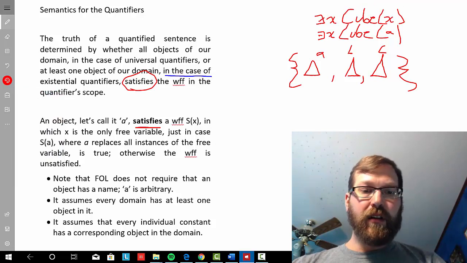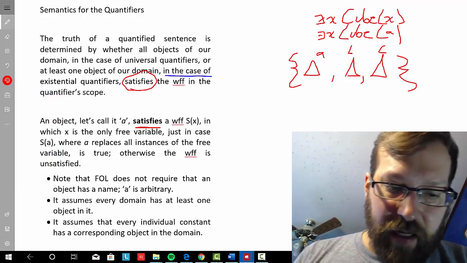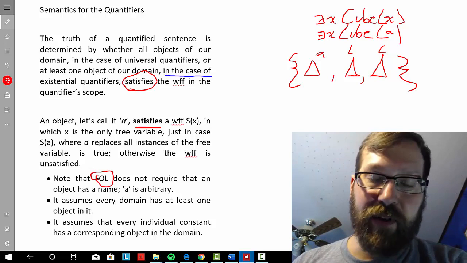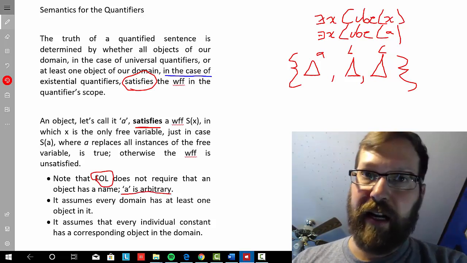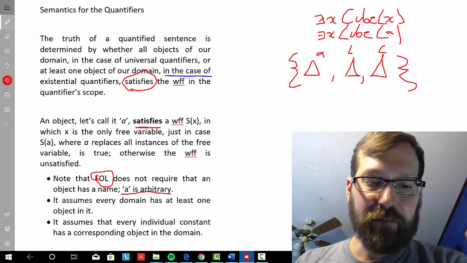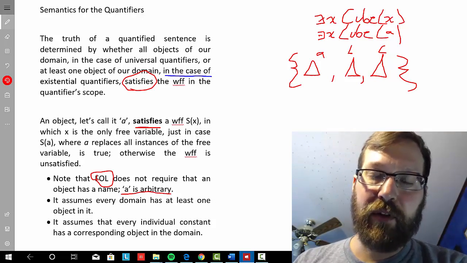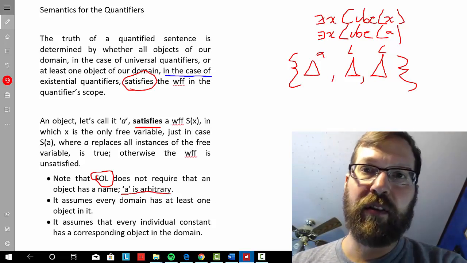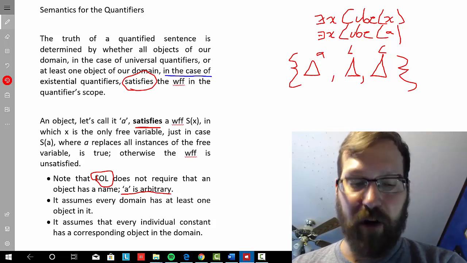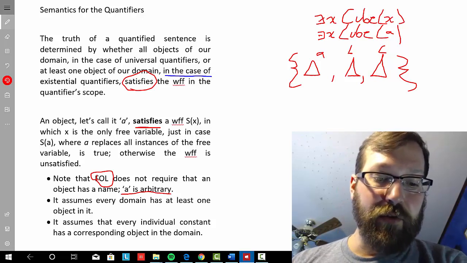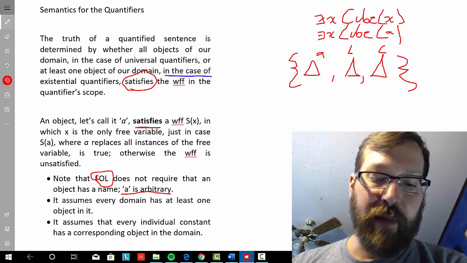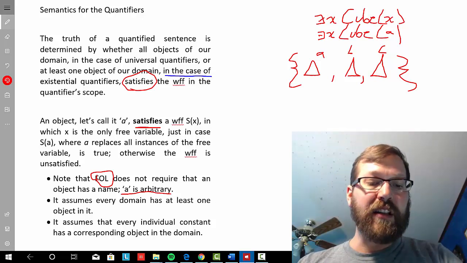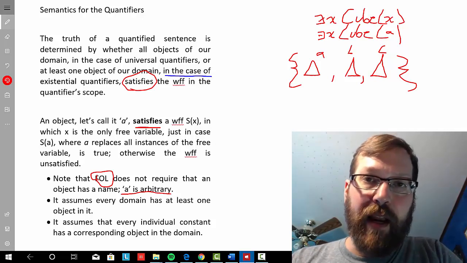All right, so FOL does not require that the objects in our domain actually have names, so we can just give arbitrary names to objects. N sub 1, n sub 2, n sub 3, you'll see in Tarski's World, is used to do that for unnamed objects. We assume that every domain has at least one object in it, and we assume that every individual constant does in fact pick out an object in the domain.